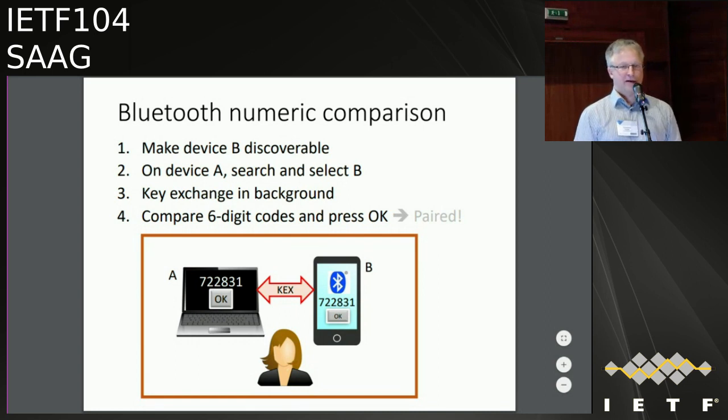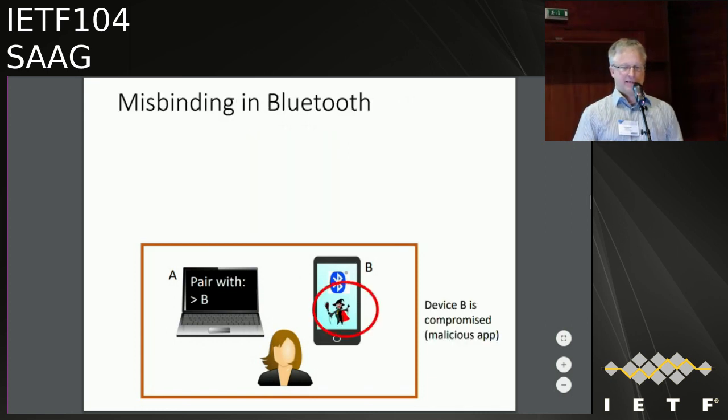This is the out-of-band communication, and the user, if they are equal, accepts those 6-digit codes. And right, now the devices are paired. This is what happens when things go well in Bluetooth pairing. So then let's see the misbinding case.